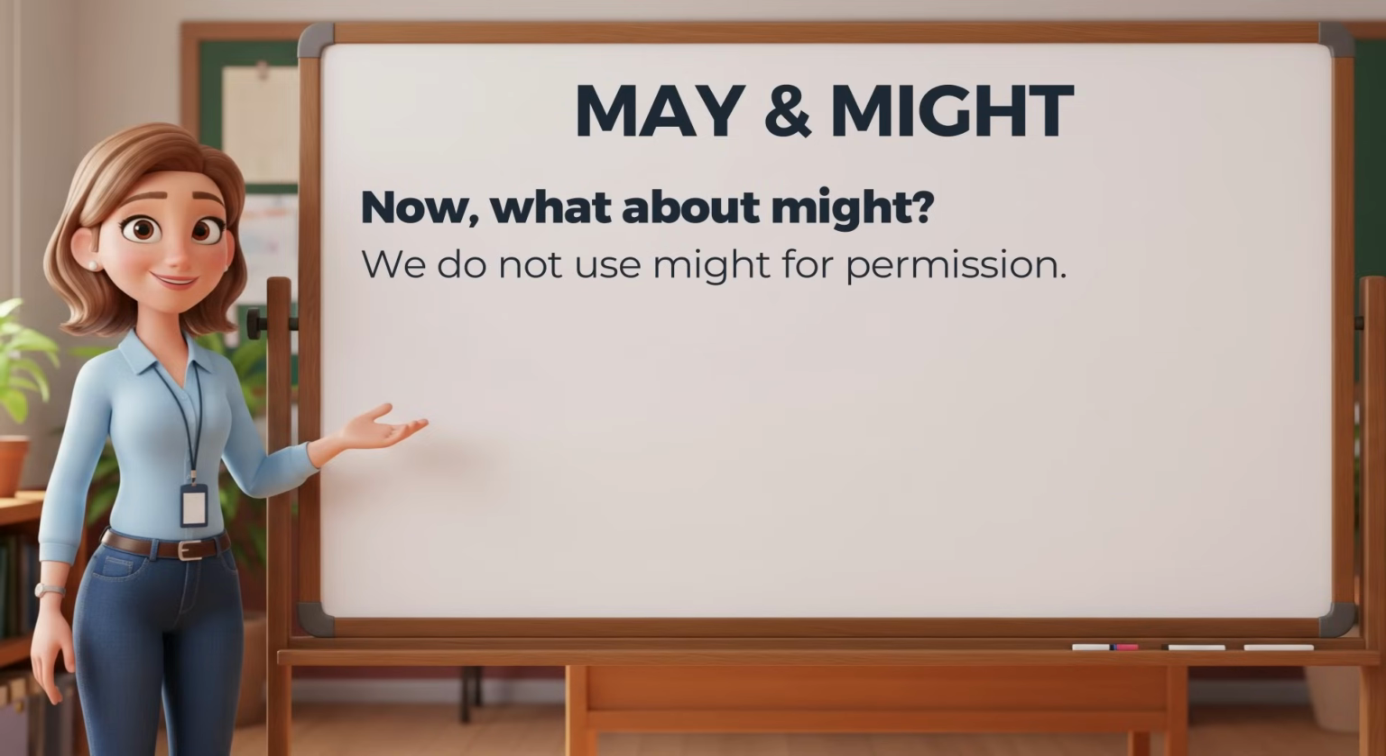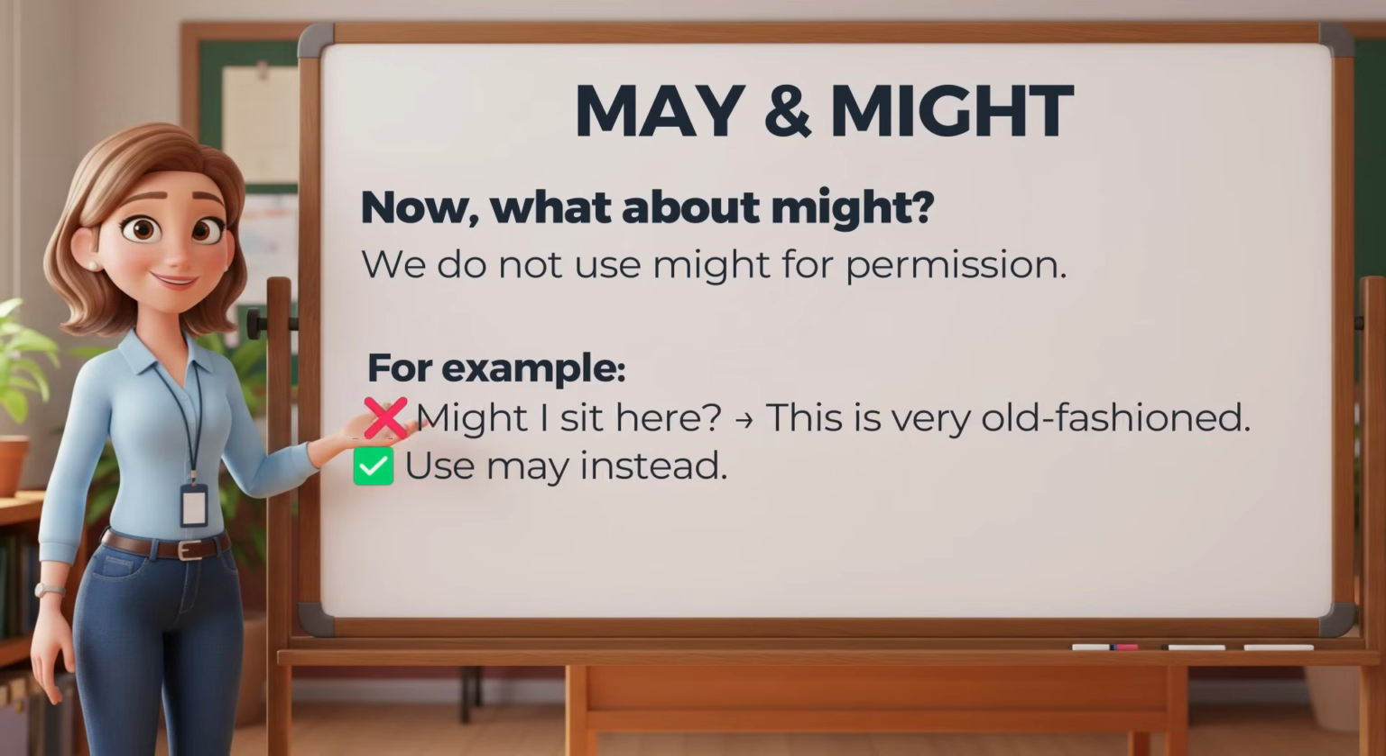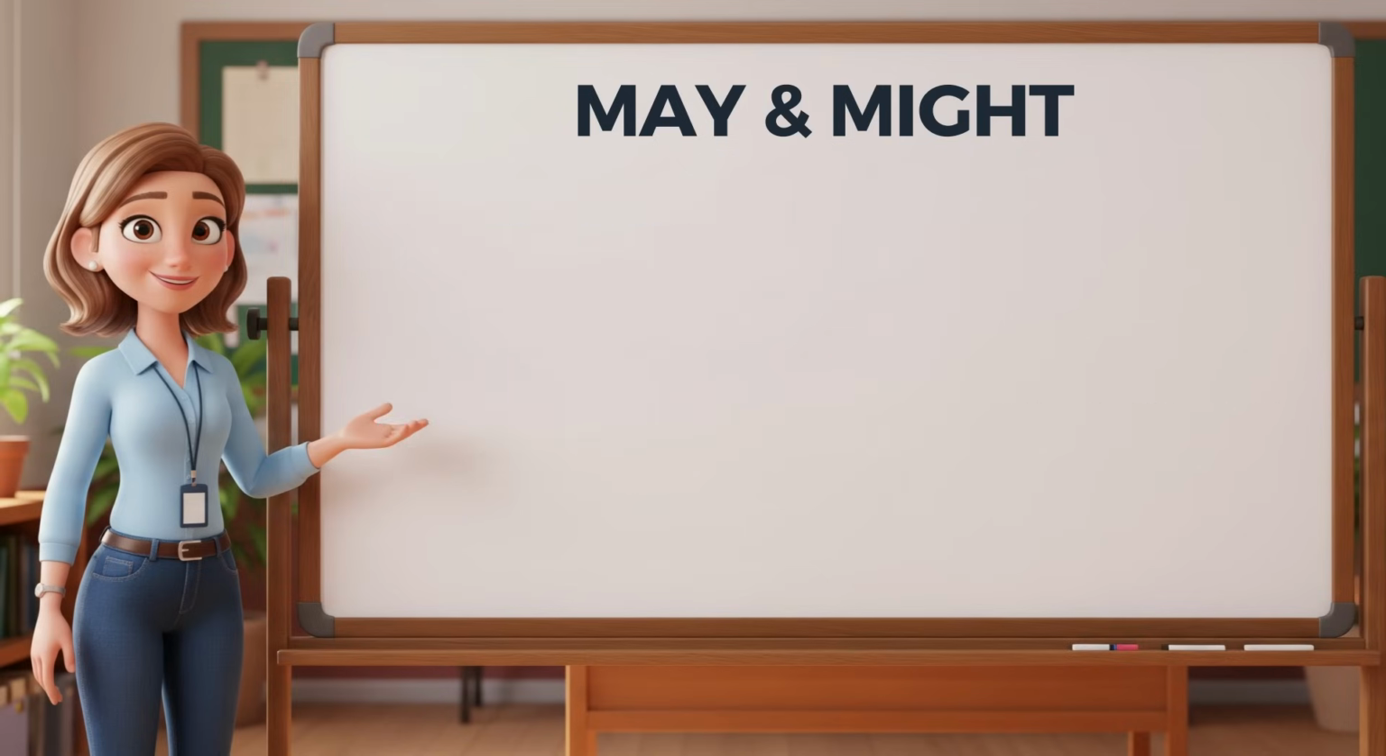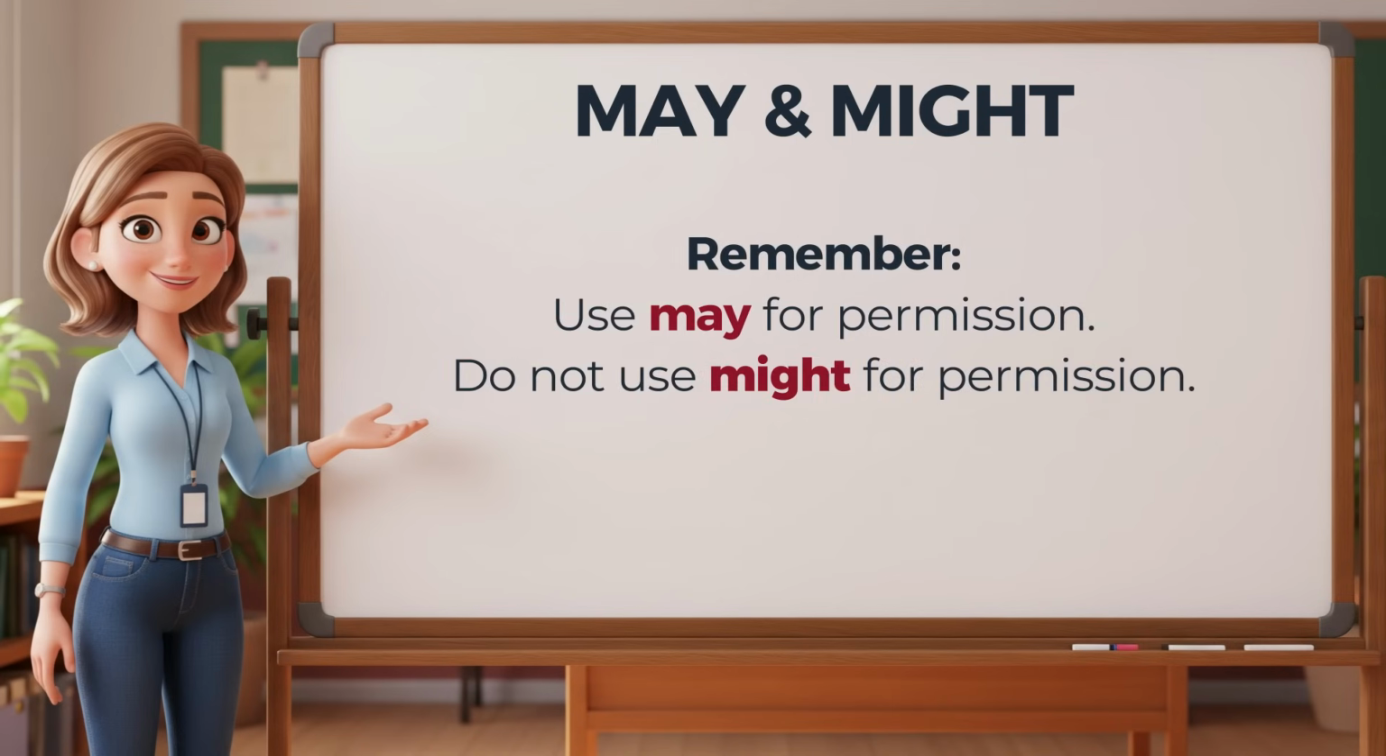We do not use might for permission. For example, might I sit here? This is very old-fashioned. Use may instead. That's it. So remember, use may for permission. Do not use might for permission.